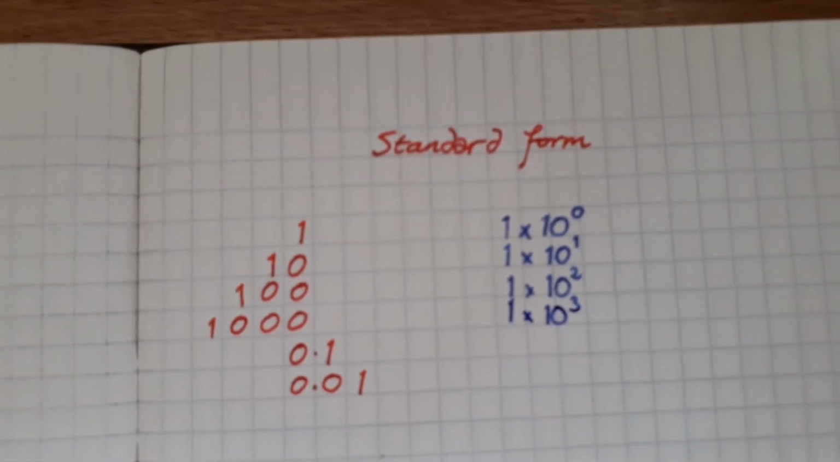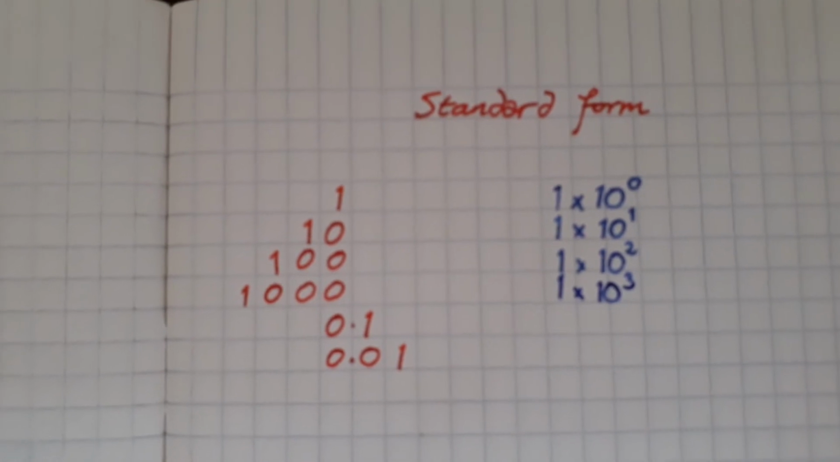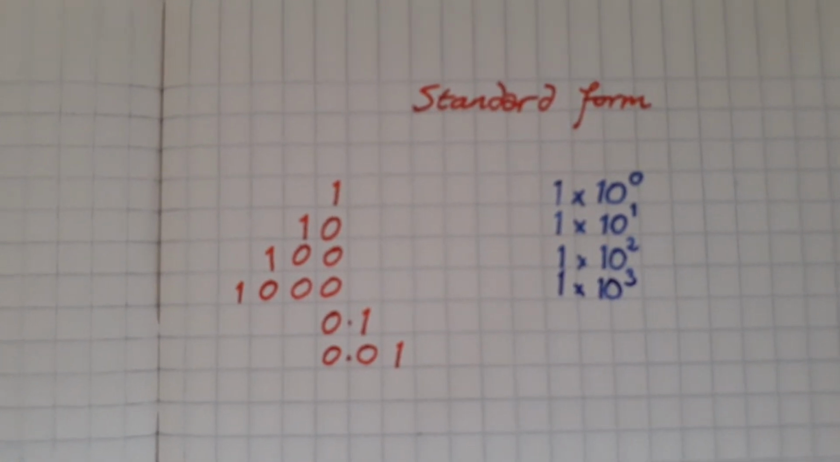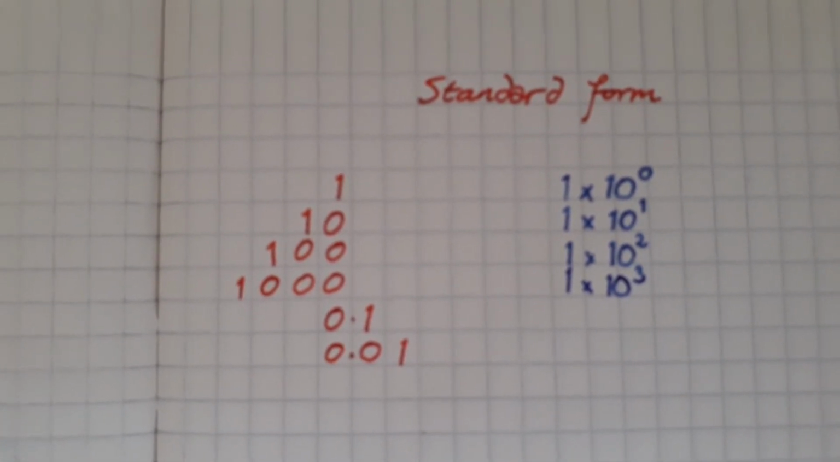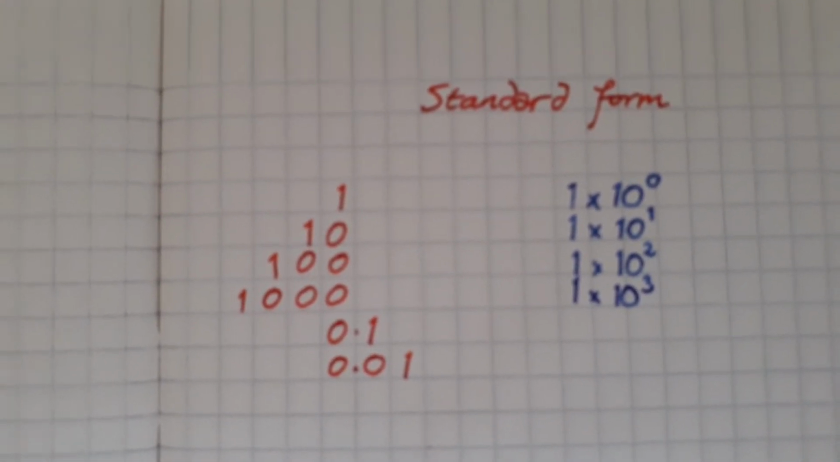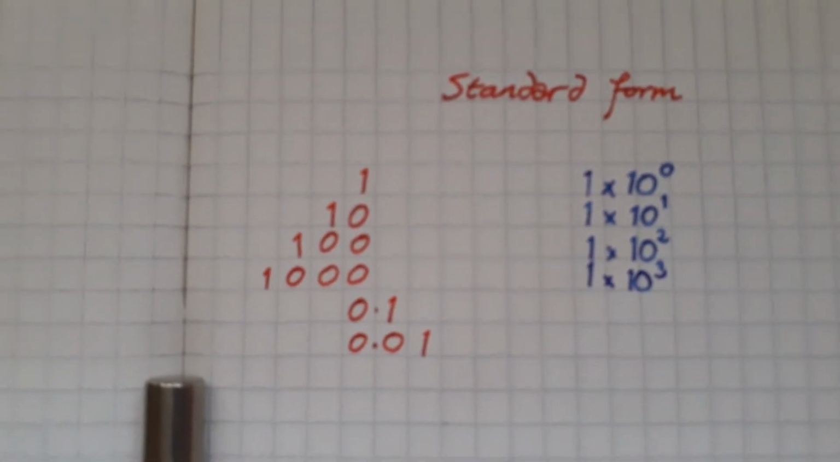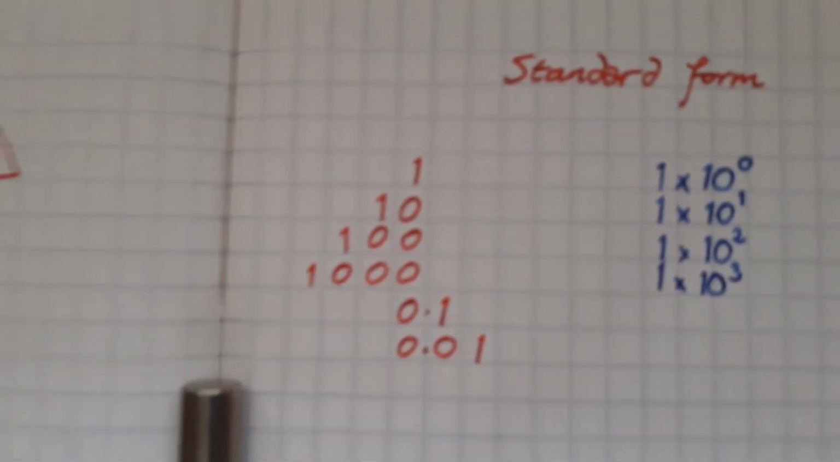It's a really nice way of not having to write down lots of zeros, because when you start doing something like Avogadro's constant, which is 6 times 10 to the 23, you don't want to be writing down 23 zeros every time. It's actually 6.02 times 10 to the 23, but I'll get onto the points in a bit.